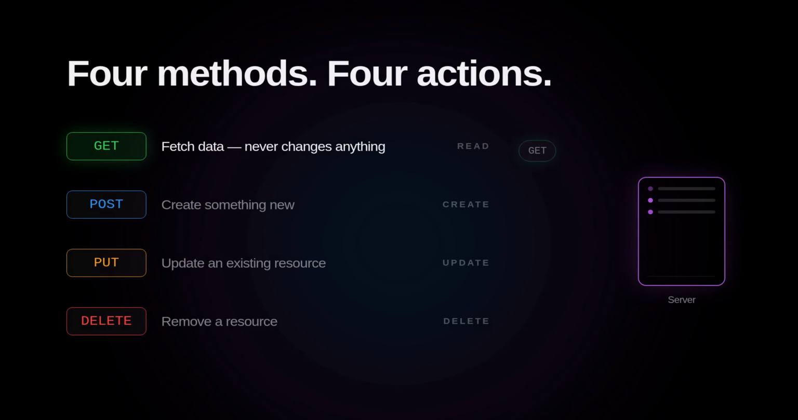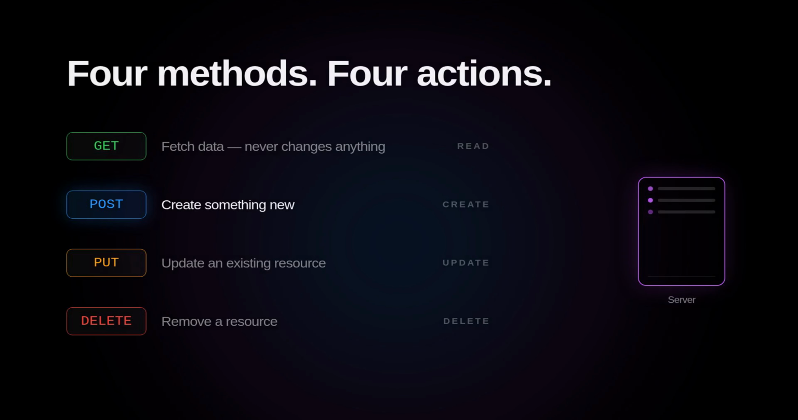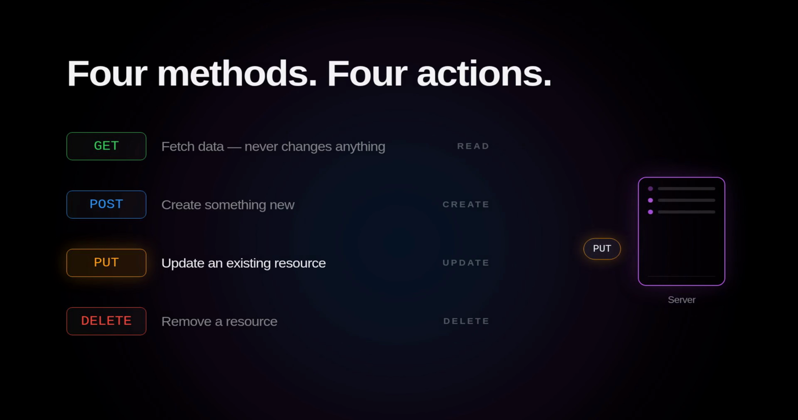Let's talk about methods. There are four main ones, and they map perfectly to the four things you do with data. Create, read, update, delete. Developers call this CRUD. GET, read data. Fetch a list of restaurants, fetch one user's profile. GET never changes anything.